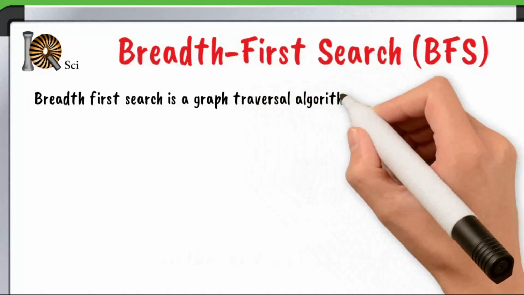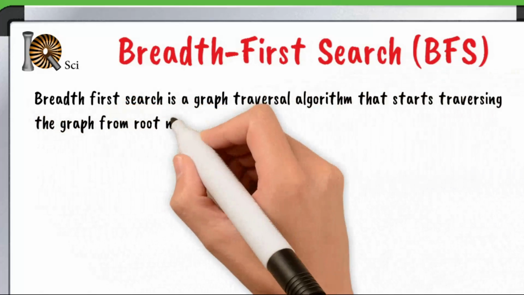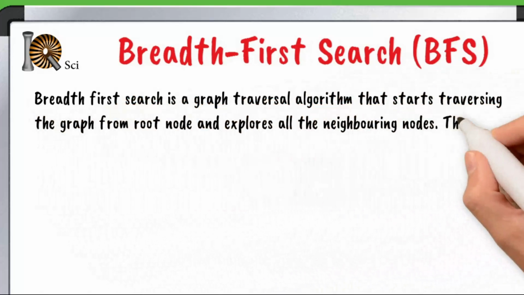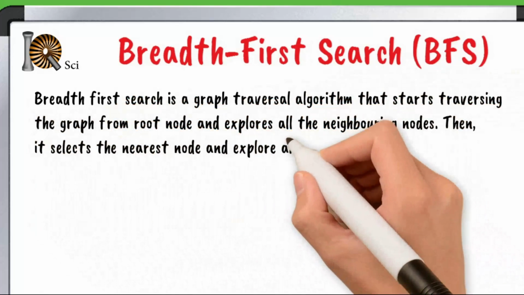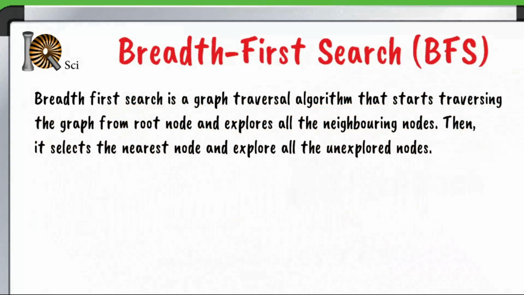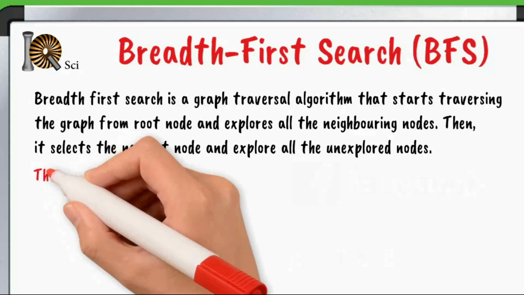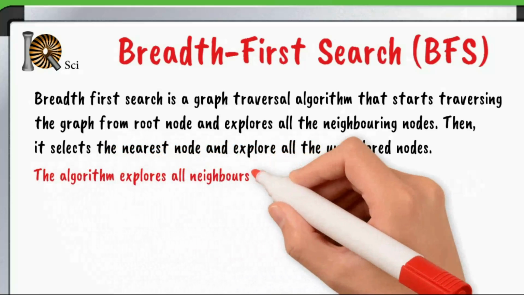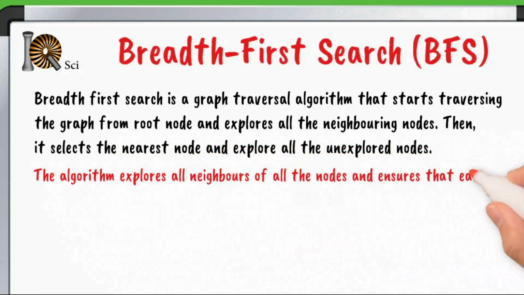Breadth first search is a graph traversal algorithm that starts traversing the graph from the root node and explores all the neighboring nodes. Then it selects the nearest node and explores all the unexplored nodes. The algorithm follows the same process for each of the nearest nodes until it finds the goal.